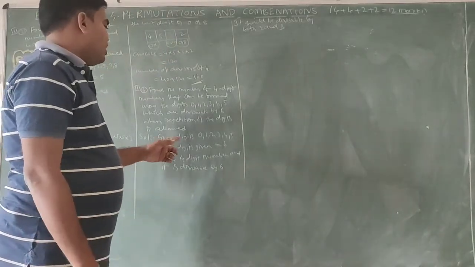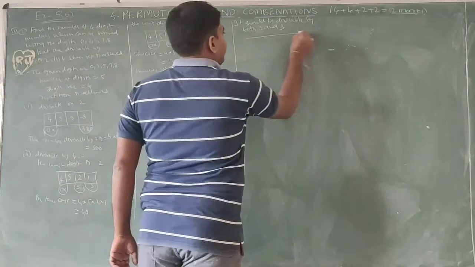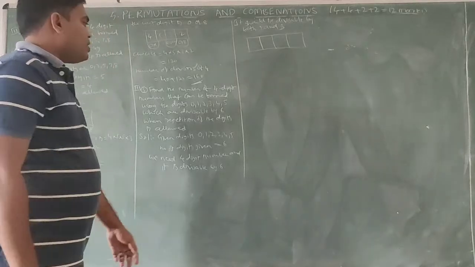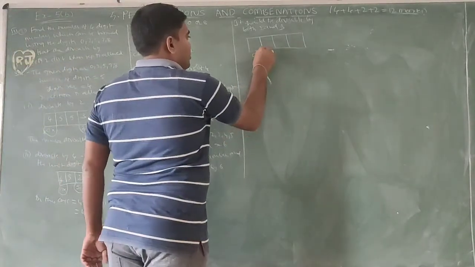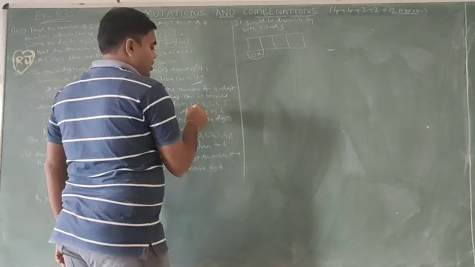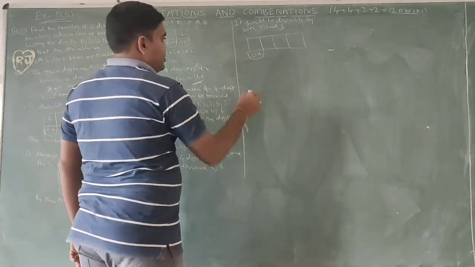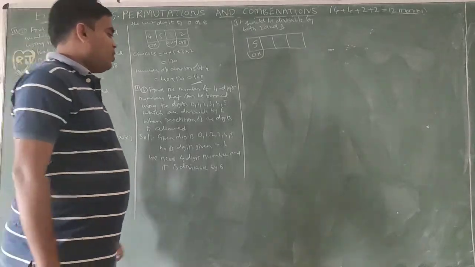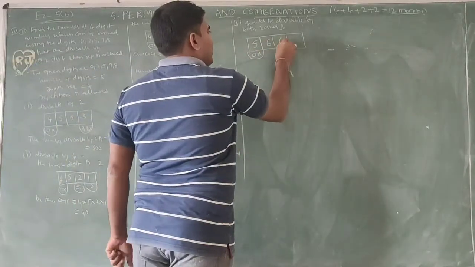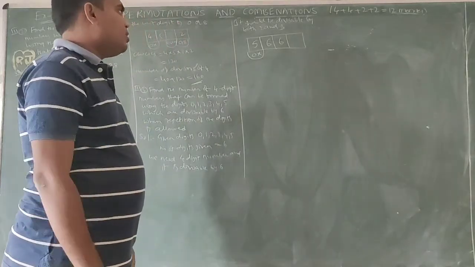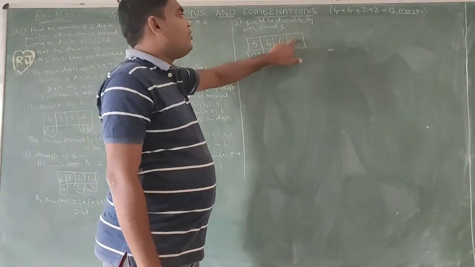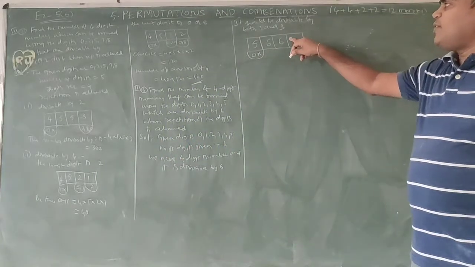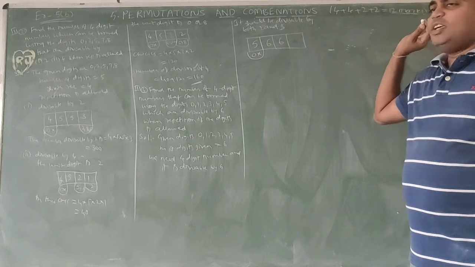Okay, first we need how many digits? 4 digits. First digit won't be 0. So how many choices other than 0? 5 choices. Now this has 6 choices, this also has 6 choices. Now how many choices for this? Just I want to see. It should be divisible by 2 as well as the sum should be divisible by 3.